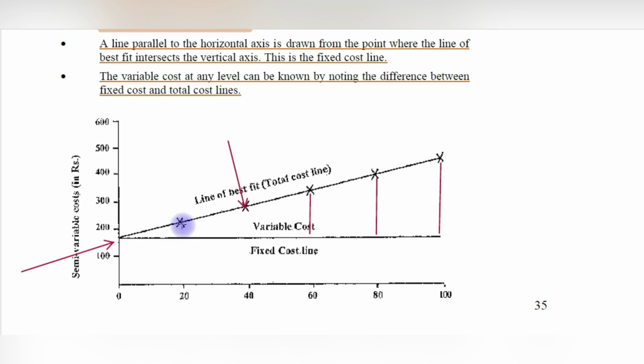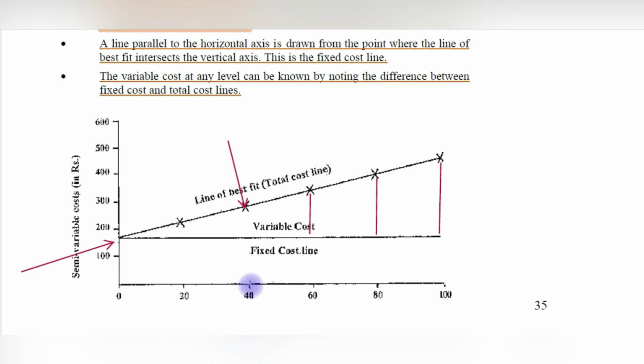The difference between fixed cost and total cost is the variable cost. I'm sorry, this is the total cost. The difference is the variable cost. For 20 units, the total cost is, for example, 240, then 240 minus 190, 50 rupees will be the variable cost.